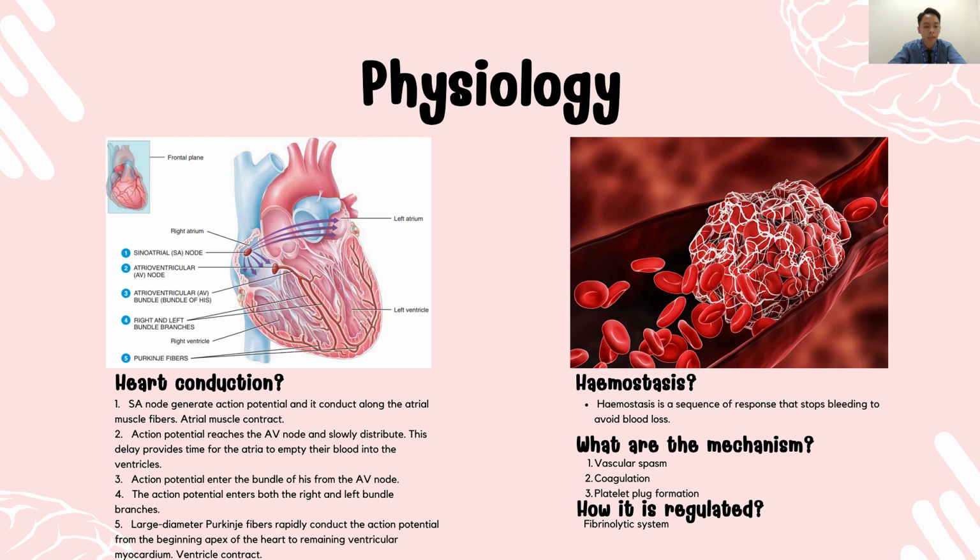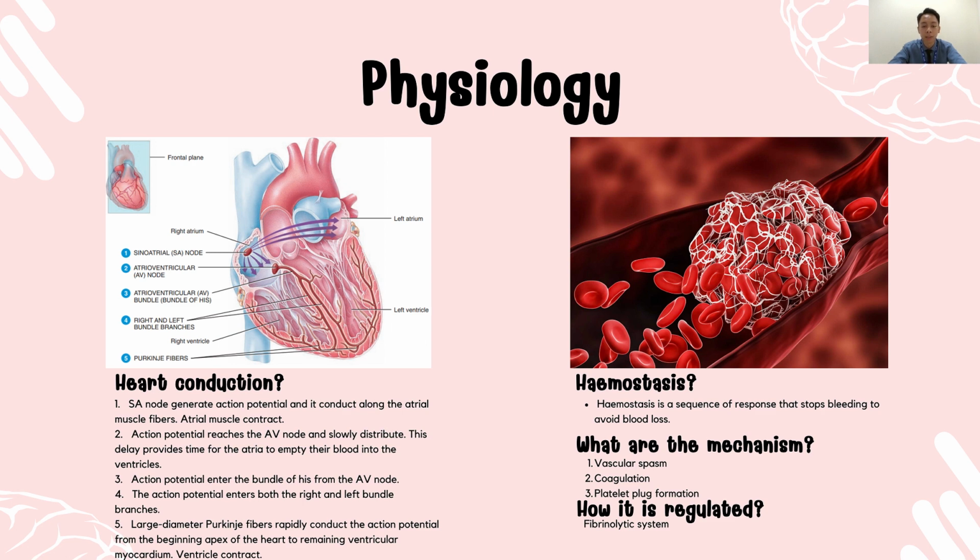Next, the action potential enters the bundle of His from the AV node. Next, the action potential will enter both the right and left bundle branches. Lastly, the large diameter Purkinje fibers rapidly conduct the action potential from the apex of the heart to the remaining ventricular myocardium. Hence, it will cause the ventricles to contract.